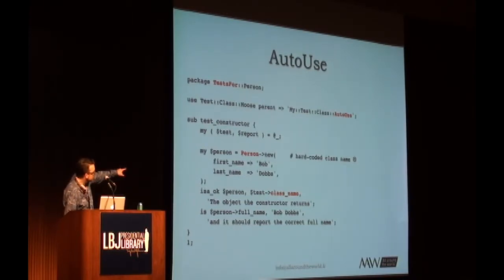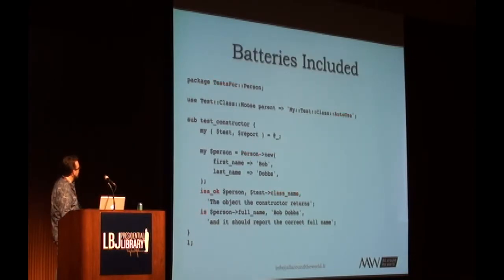And I have deliberately hard-coded the class name in my $person = Person->new, and you'll see why. And that's because of a very, very common failing, not in Test::Class, but in how people use it, which we're going to see in a moment.